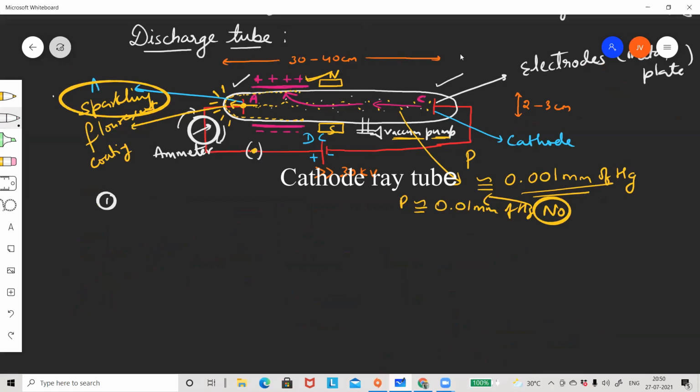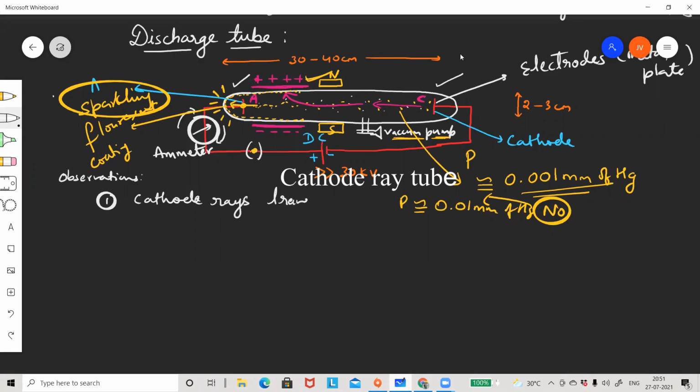One, the rays that were generated from the cathode and went towards the anode to create fluorescence were named cathode rays. Who named them? William Crookes. William Crookes named them cathode rays. So what are the observations of the cathode ray tube experiment?